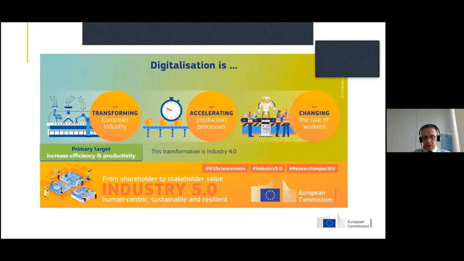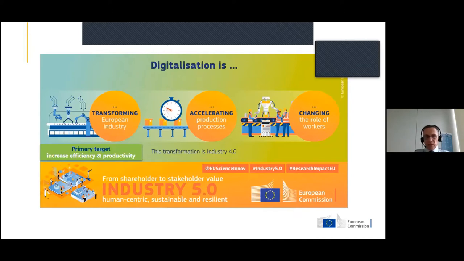As you all know, we are already experiencing this incredible change due to powerful digital technologies and due to innovations enabled by these digital technologies. And this is transforming not only European industry, but also our whole society. It transforms European industry by enabling industry to increase efficiency and productivity enormously. It accelerates the production processes. And I would say, in a nutshell, this is what Industry 4.0 is about. So a technology-driven transformation towards increased efficiency and productivity.